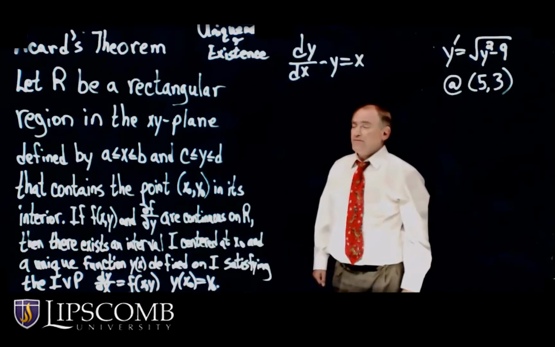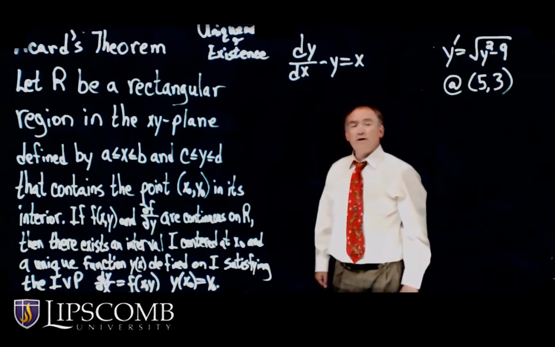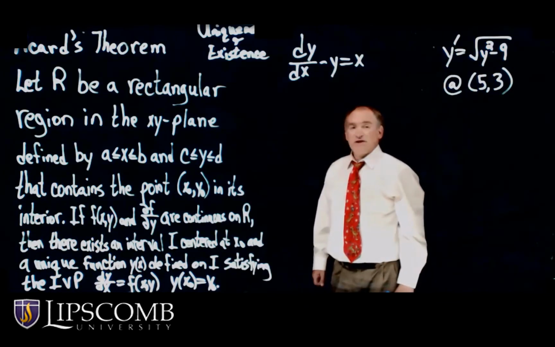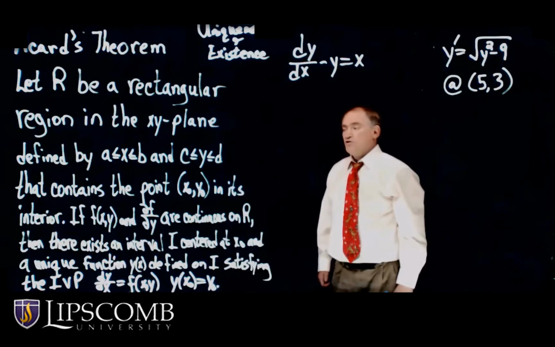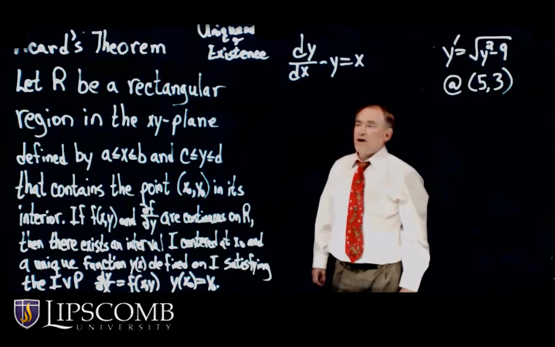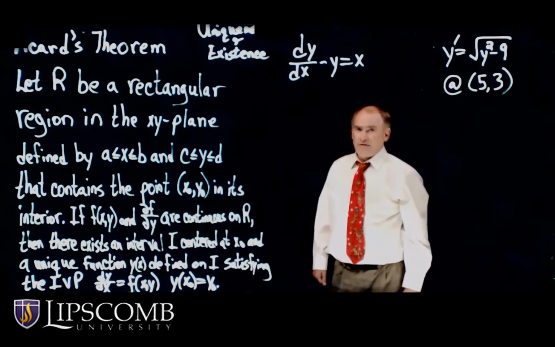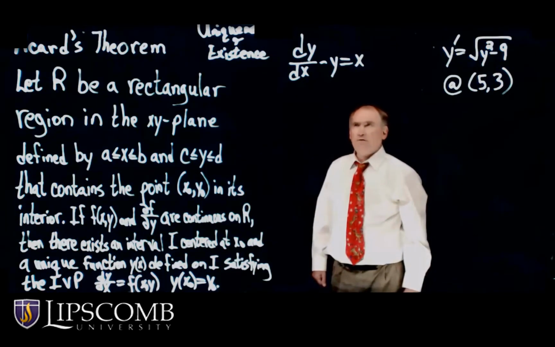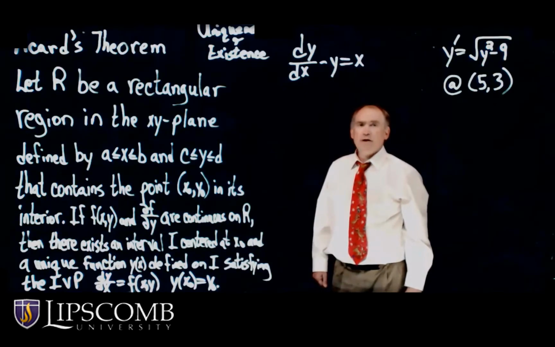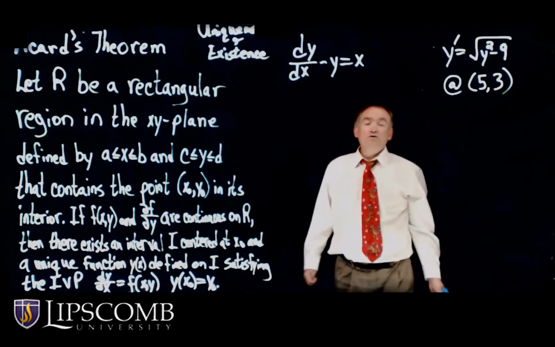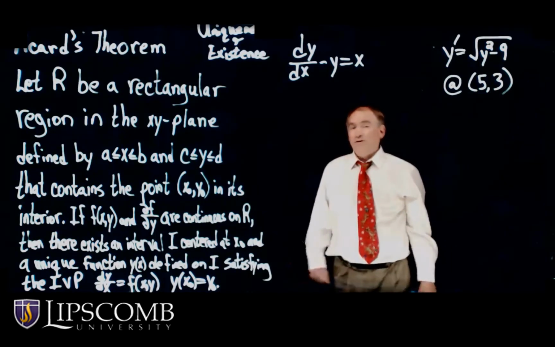If f and the partial of f with respect to y are continuous on R, then there exists an interval I centered at x sub 0 and a unique function y of x defined on I satisfying the IVP dy/dx equals f of x, y and the initial condition y of x sub 0 equals y sub 0. So I've got two examples here to see: do these have unique solutions, and where?